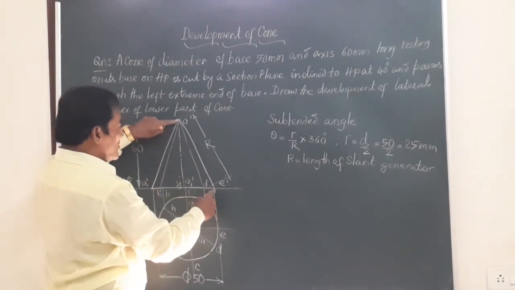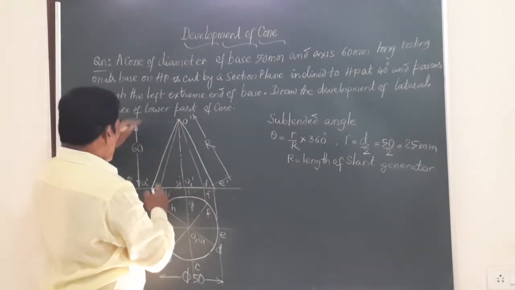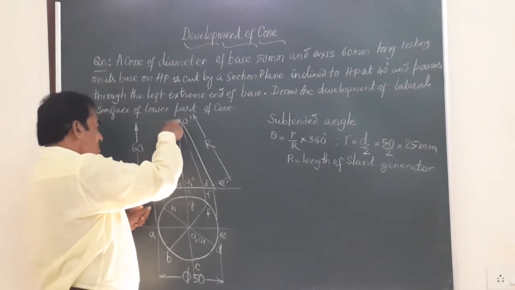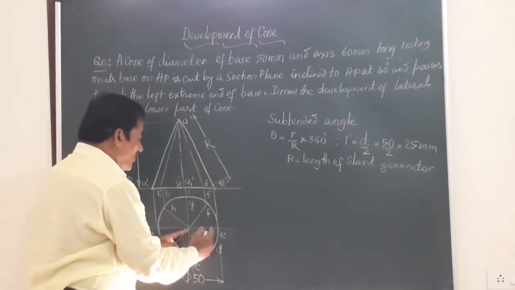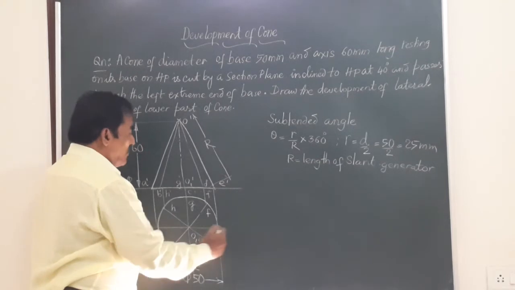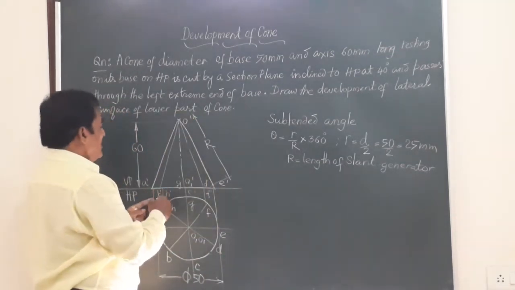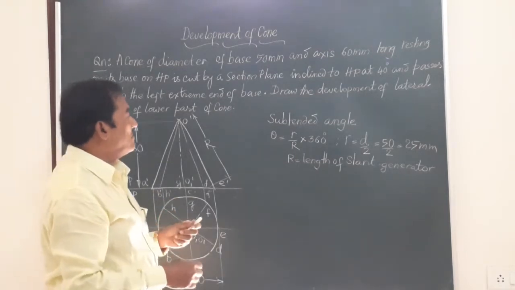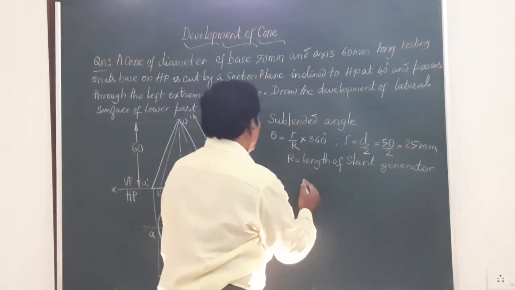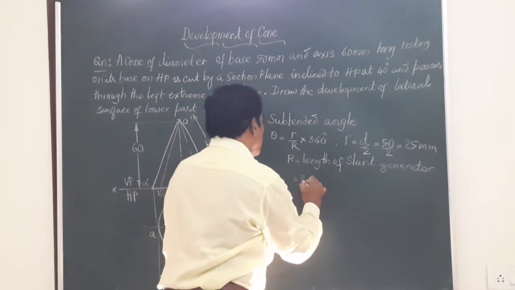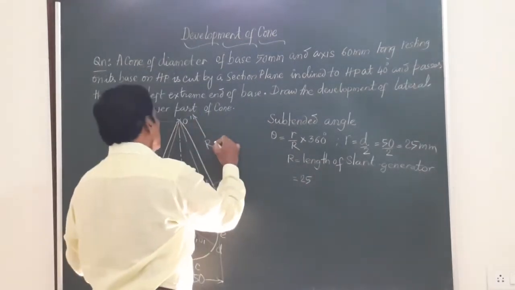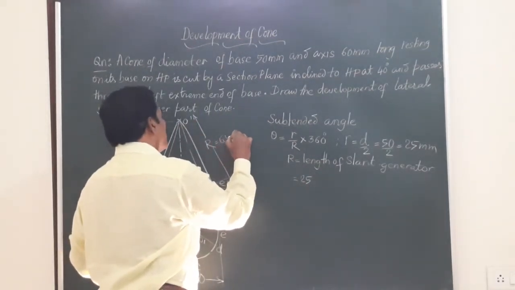This is the true length of the slant generator, or even O dash E dash is also the true length, because both OE and OA are parallel to BP. Either you take O dash E dash or O dash A dash, it is one and the same. So if you substitute this value, friends, you will get 25. If you calculate this, it works out to 65 mm.